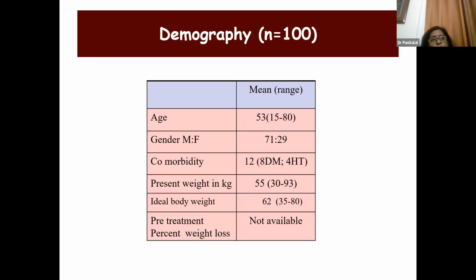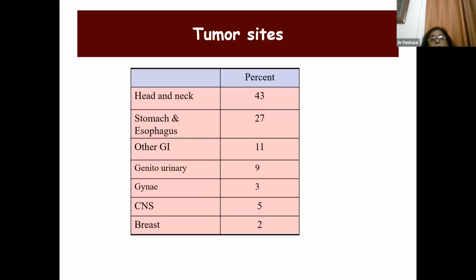We found that most of them came from the sixth decade of life. Males were common, and 12% comorbidity was encountered in these patients. Their ideal body weight as per their age and height was about 60, average 62 kgs, but the mean weight that they had was 55 kg. That means there is a good 10% less than what an ideal weight should have been.